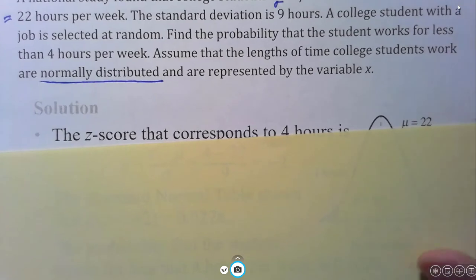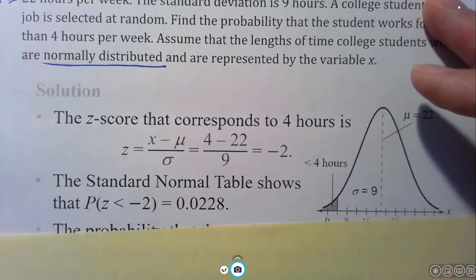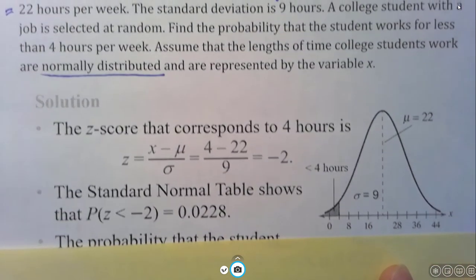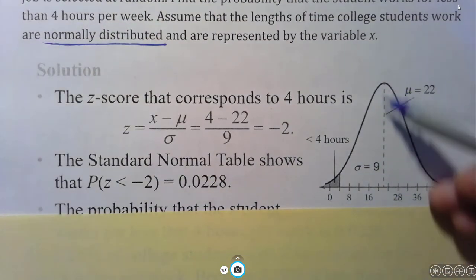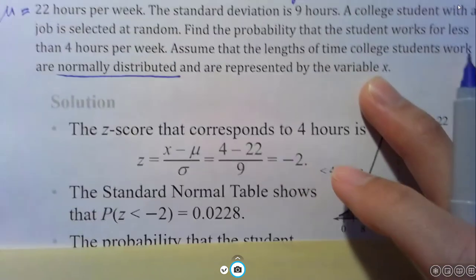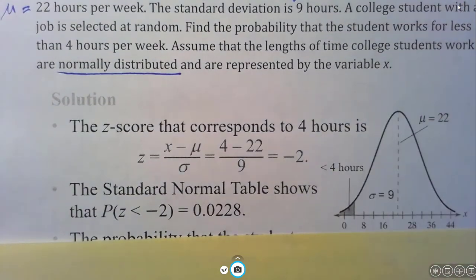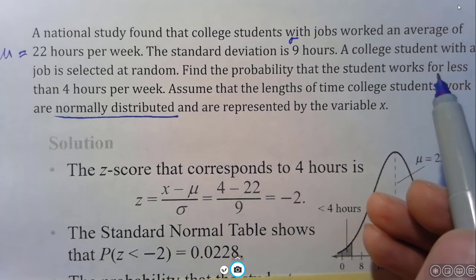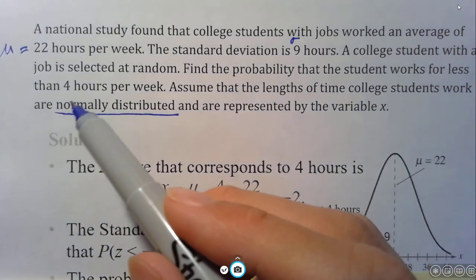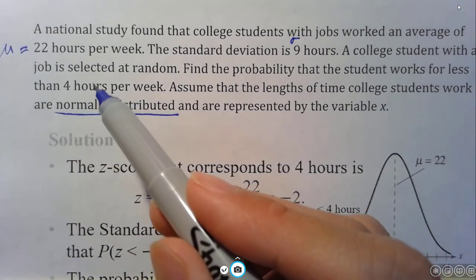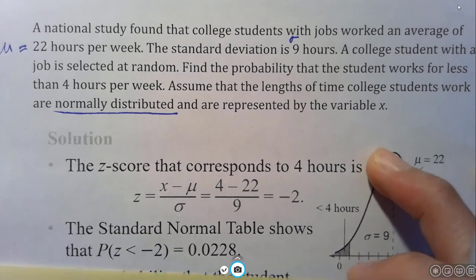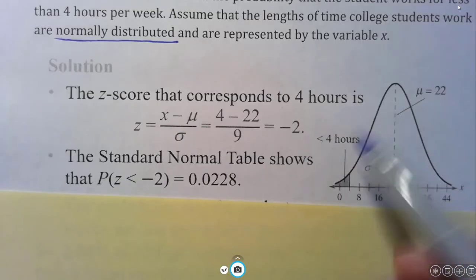We know that this is a normal distribution, and therefore we can apply the normal distribution curve. The mean is 22, that is the center, and the standard deviation is 9. They ask: what is the probability that a randomly selected student works 4 hours or less per week? So we are looking for the value of less than 4 hours.